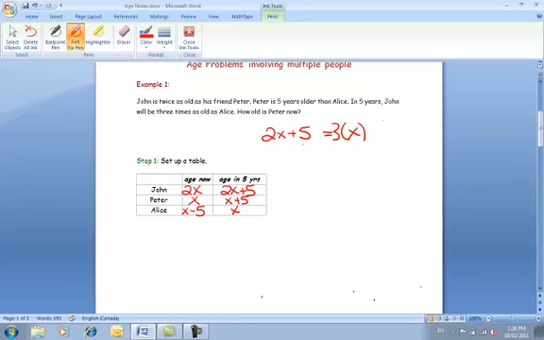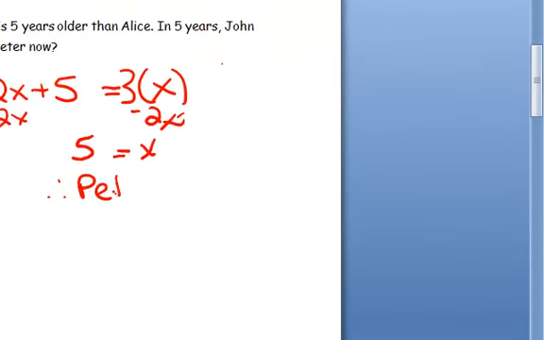Now we're just going to solve. So this is just a simple one. You subtract 2x from both sides. You're going to get x equals 5. So now go back to the question: how old is Peter now? So Peter's age now was just x. Well, we just figured out that x was 5. So therefore, Peter is 5 years old.